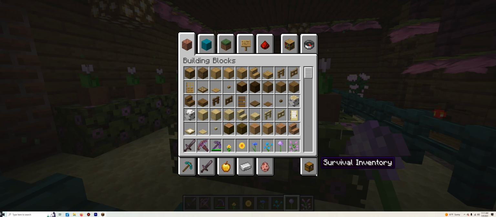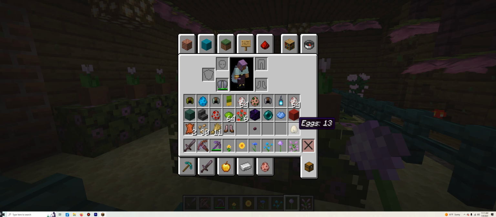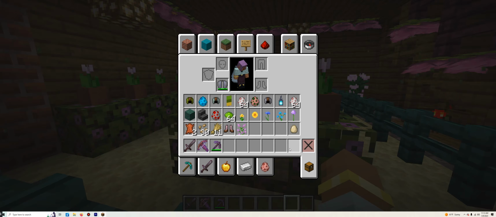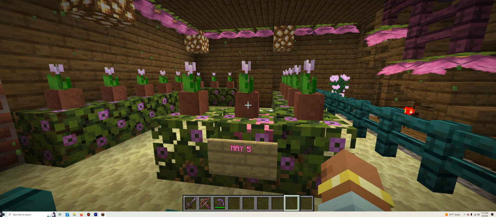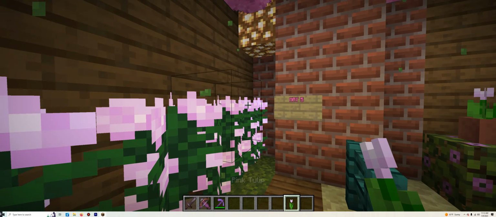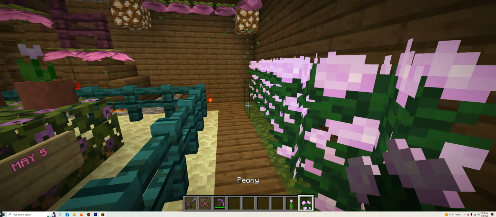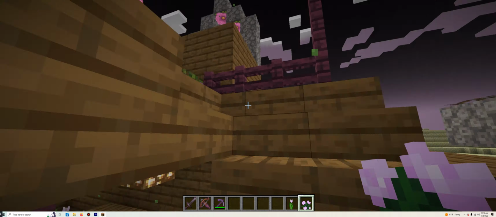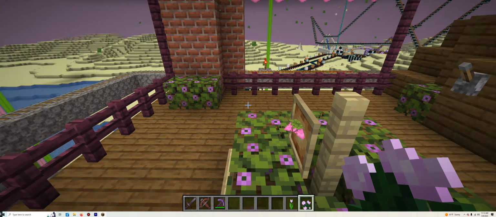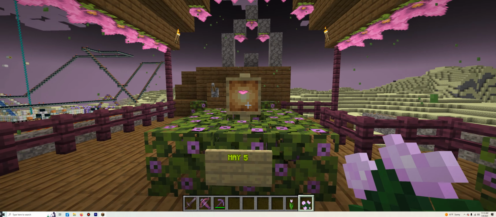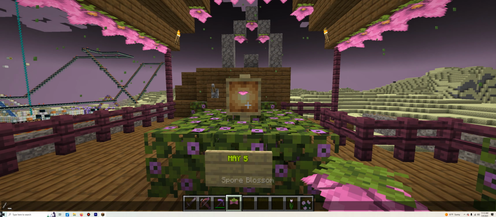But first, we need to clear my inventory. And thankfully, there are not that many items that we need to clear out of here. So, purposely, we are good. Let's put in the following items right now. Much better. We have enough room for a few more. The first one being the pink tulip. The second item being the peony. And the third one is on May 5th as well, the Spore Blossom.